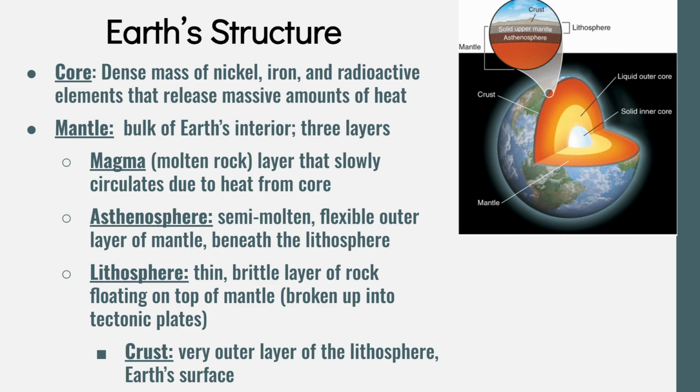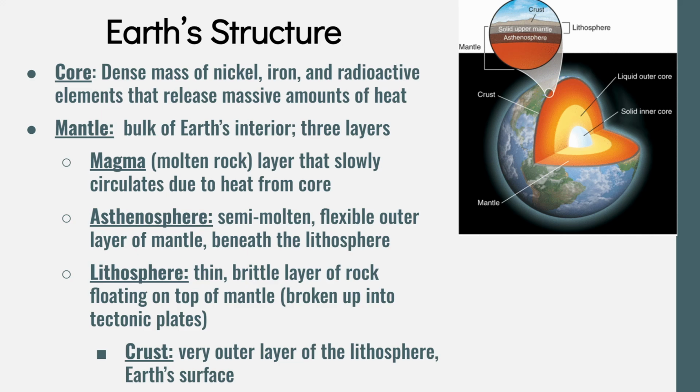different layers here. At the very center of Earth, we have the core. This is a dense mass of solid nickel and iron, but it has radioactive elements as well that are going to release massive amounts of heat. All of this heat that's released from Earth's inner core turns the next layer around it, the mantle, into a sea of magma. It is the superhot magma that is going to drive the movement of the lithospheric plates above it, which is the basis of tectonic plate activity.